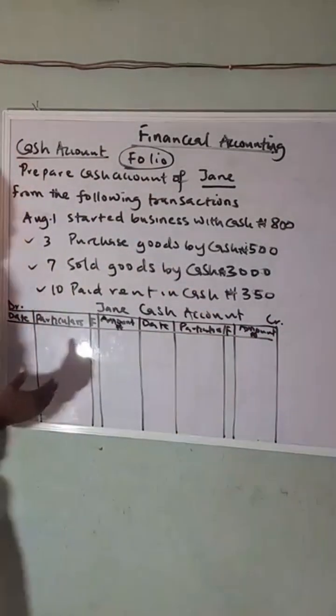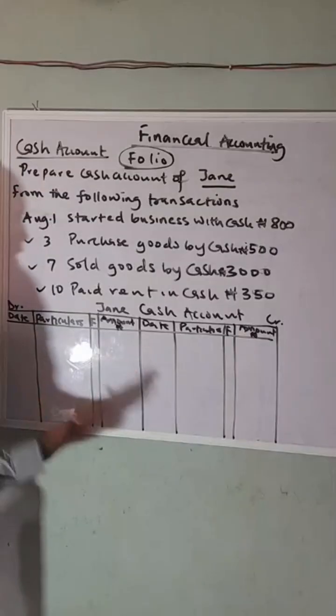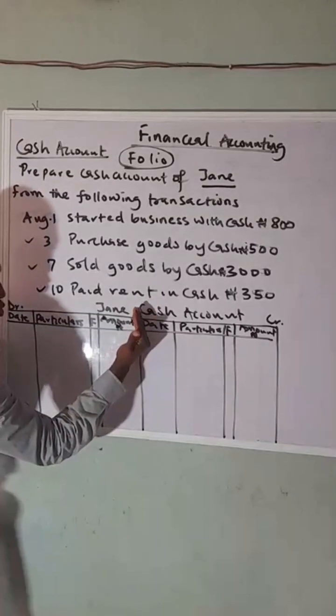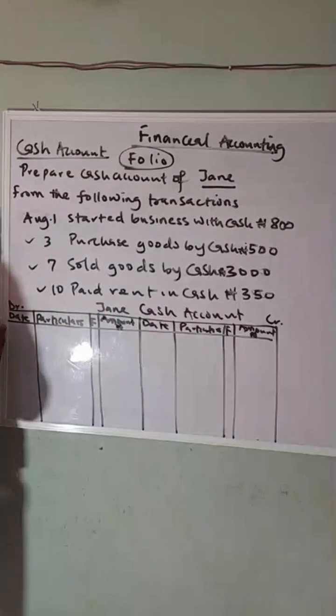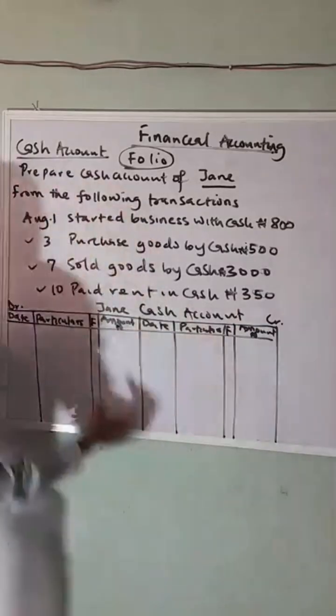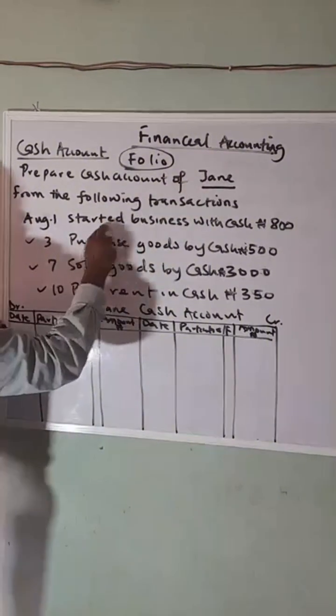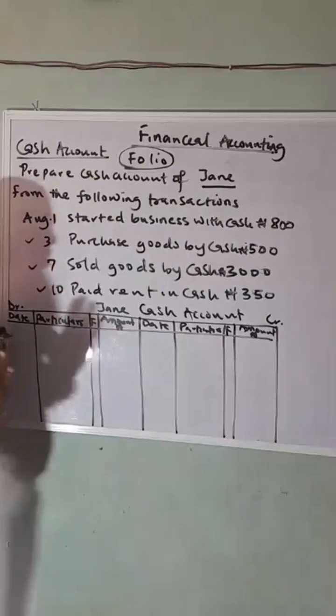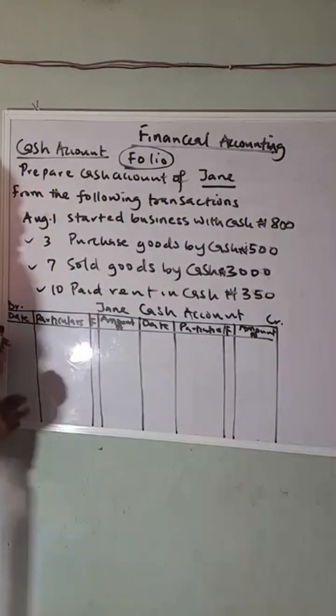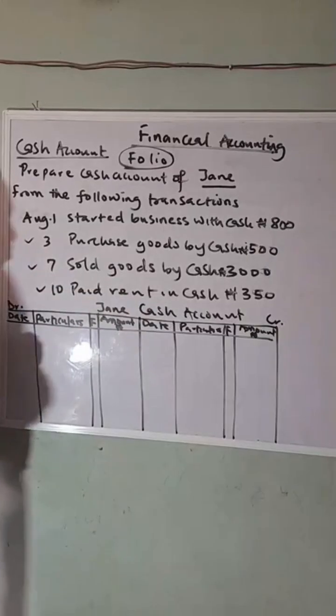So if you look at this question, the cash book has been divided into two. This is the left-hand side, the debit. This is the right-hand side, the credit. This transaction you see on the board, starting from August 1: Jane started business with cash. That means that is capital, and that is the money that came into the business.